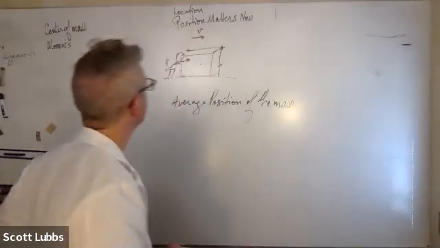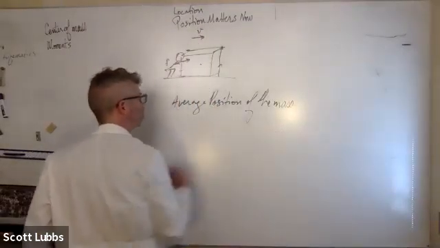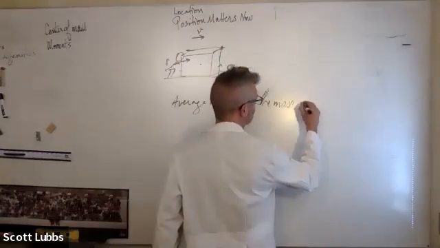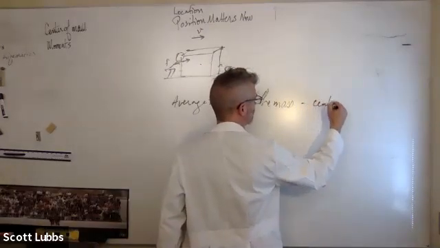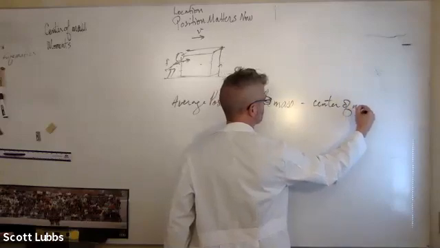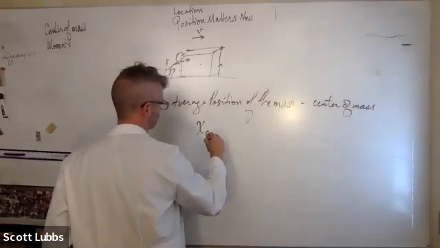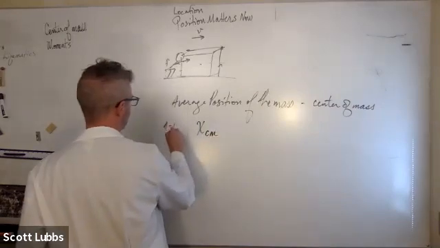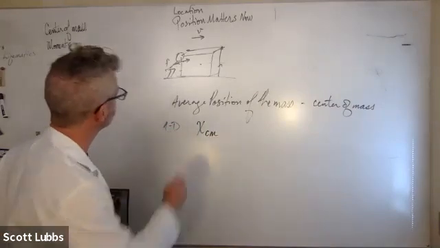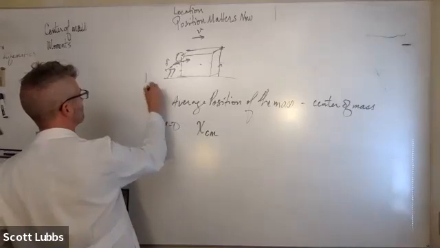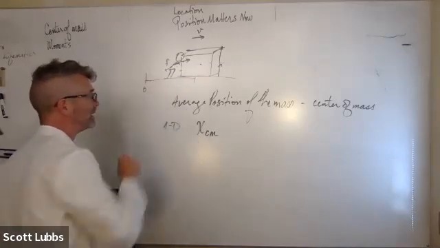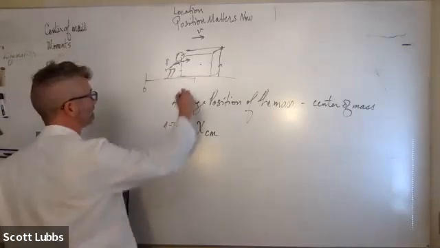Here we go. So the average position of the mass is that center, which we're going to call the center of mass. And in one dimension, in that x direction, I'll set x at 0, this location of the center of mass.